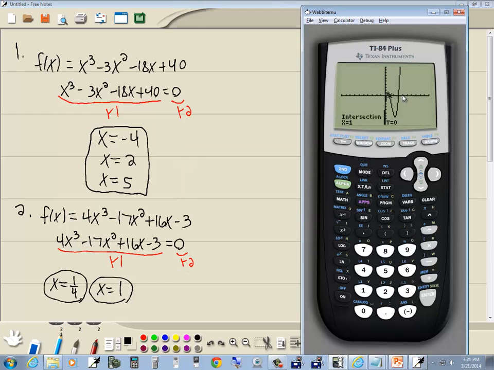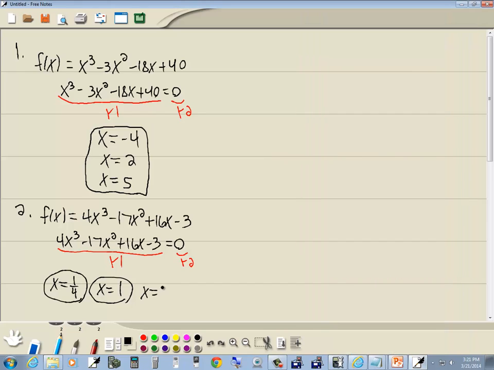Okay, the next one, maybe 4 or 5, or 3 maybe. So I do second trace, and choose 5 for intersect. Enter our first curve, enter our second curve, and we put 3 in. Looks like 3. And it is 3. So the calculator gave us all three answers, so we don't have to do any extra work on that one.